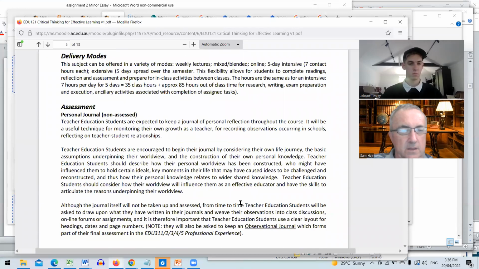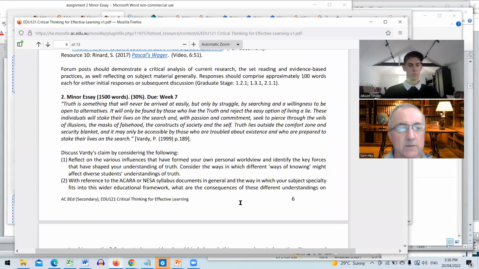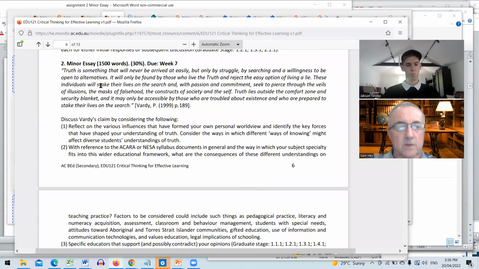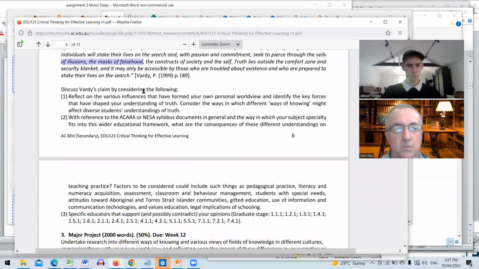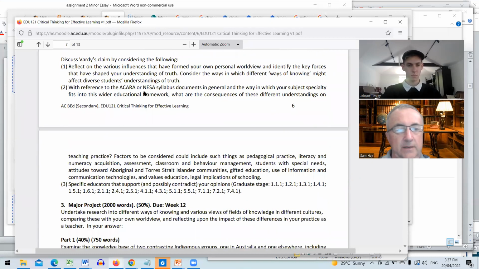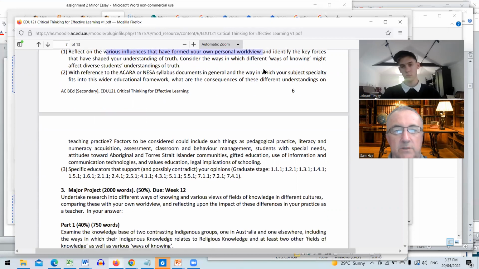So if you look at the assessment, the minor essay, firstly, there's parts of the quote by Vardy. So you really want to take a couple of pieces from this, of which I think one of the most important things is that we can easily find that what we think is true is veiled, is illusion, is false. And I think that's one of the real problems in learning about truth and in education when you accept things that aren't true. So reflecting on your influences, a quick way to get there is identify something like modernity, what's influenced you, Christian worldview, what's influenced you.